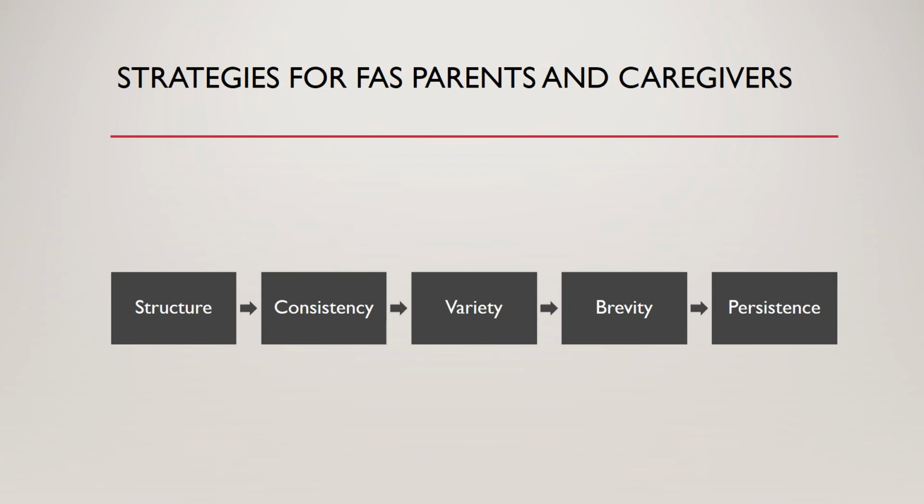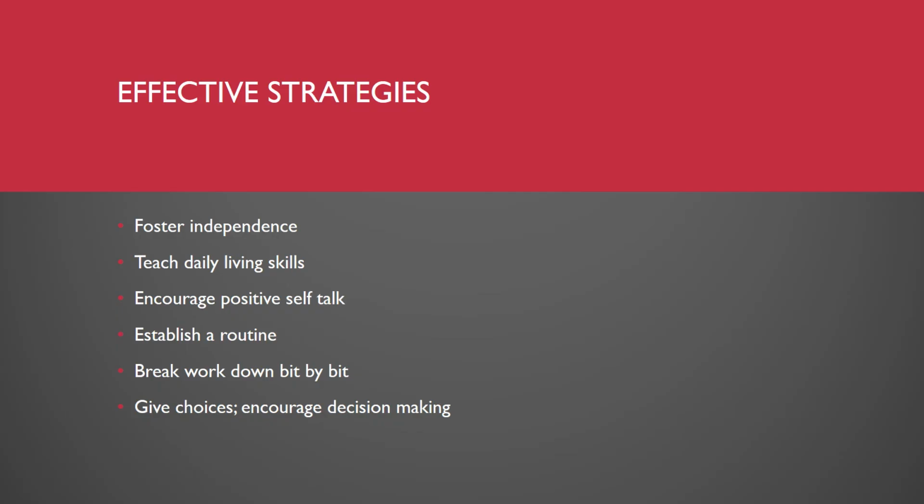So, some effective strategies would include fostering independence in self help and play. Giving your child choices and encouraging decision making, teaching them daily living skills, encouraging them to use positive self talk, having the child get ready for the next school day before going to bed, and establishing routines so the child can predict coming events. For unpredictable behavior at bedtime or mealtime, establish a firm routine. Break their work down in small pieces so they don't feel overwhelmed, and give them choices and encourage decision making.